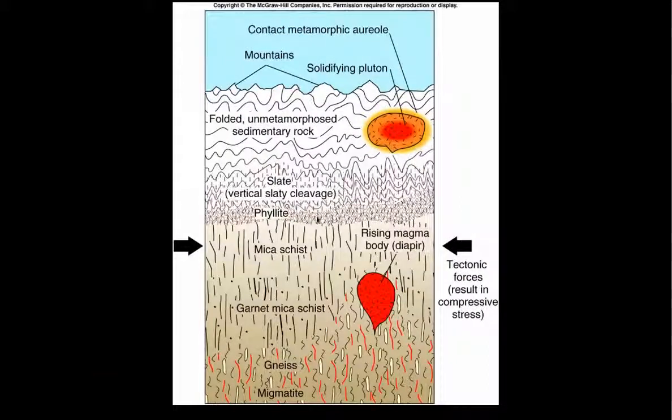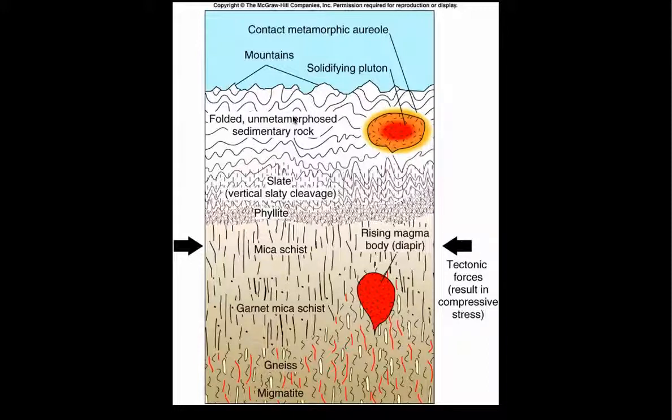this. This is kind of a more complicated diagram, but it shows you that near the surface you get less metamorphosed rock. Phyllite is slightly more metamorphosed. Schist is more metamorphosed. You know what I mean. And gneiss and migmatite are really metamorphic rocks. So if you find these kind of rocks, you know they started way down deep.